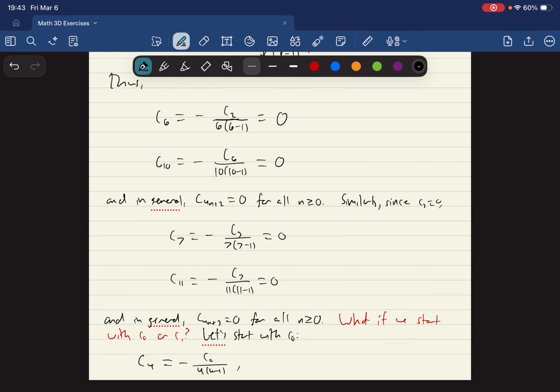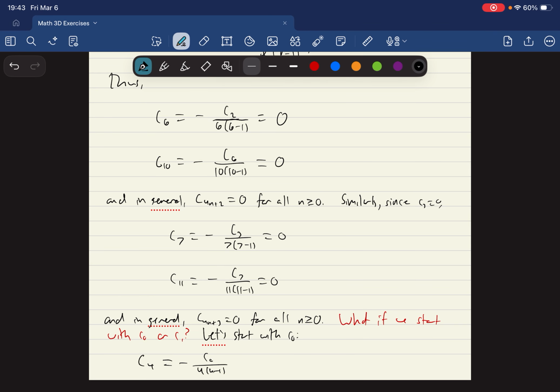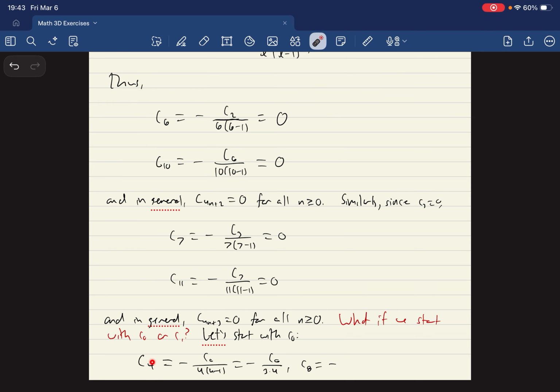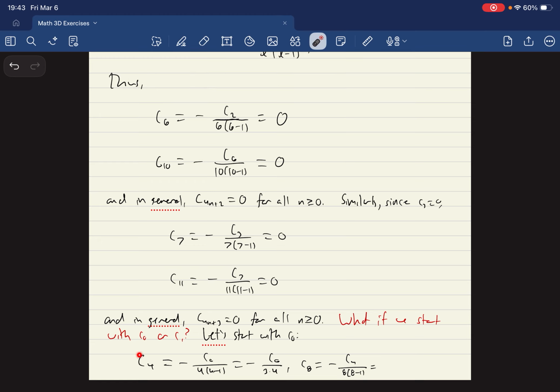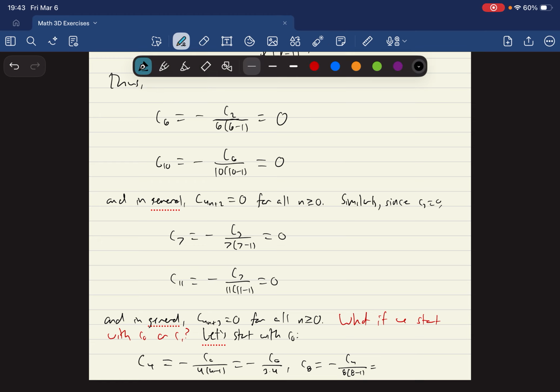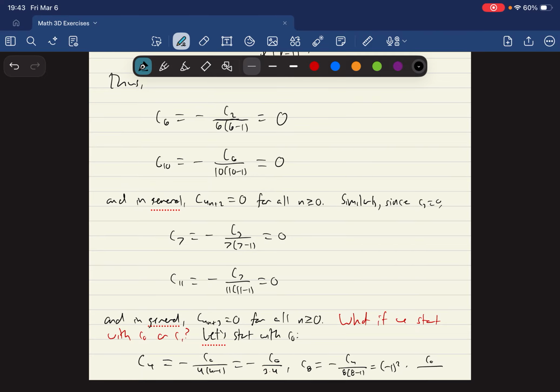Okay, so this is the simplest we can go. And actually, maybe we can write this a bit cleaner. C4 is negative C0 over 3 times 4. Likewise, C8, now we're just adding 4 to get 8. So this is negative C4 over 8 times 8 minus 1. But if we plug in the formula we just got for C4, this will be negative 1 squared times C0 over, and then we have to multiply 3 times 4 and then 7 times 8.